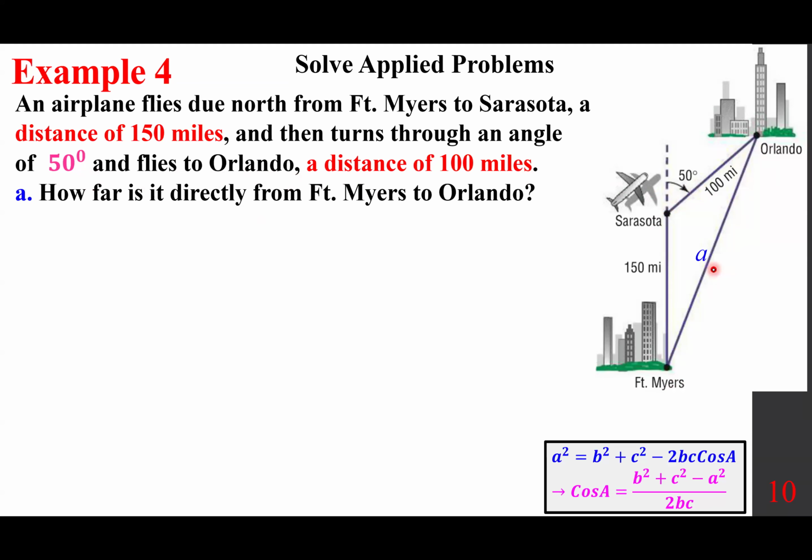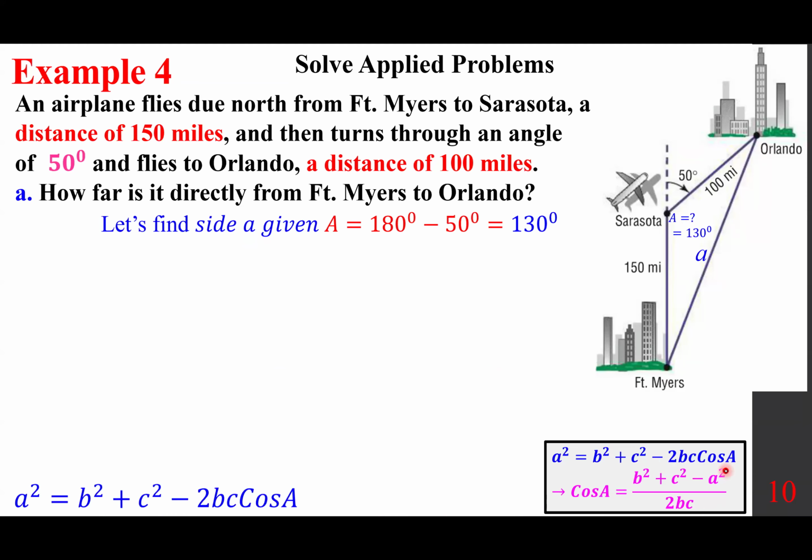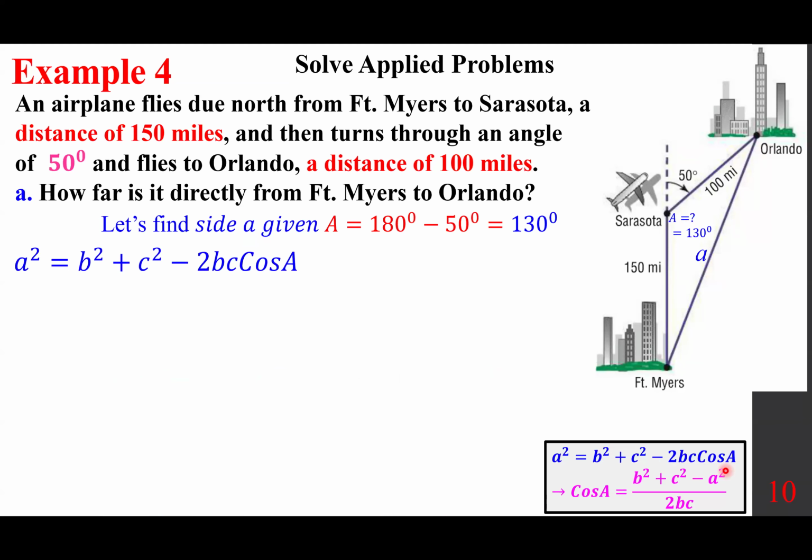So let's call this A. This is 50 degrees, everybody. So what is this angle? Clearly, this angle and 50 degrees must add up to 180, must be 130 degrees. A squared is b squared plus c squared minus 2bc cosine A. So A squared is 150 squared plus 100 squared minus 2 times 150 times 100 times cosine of 130.